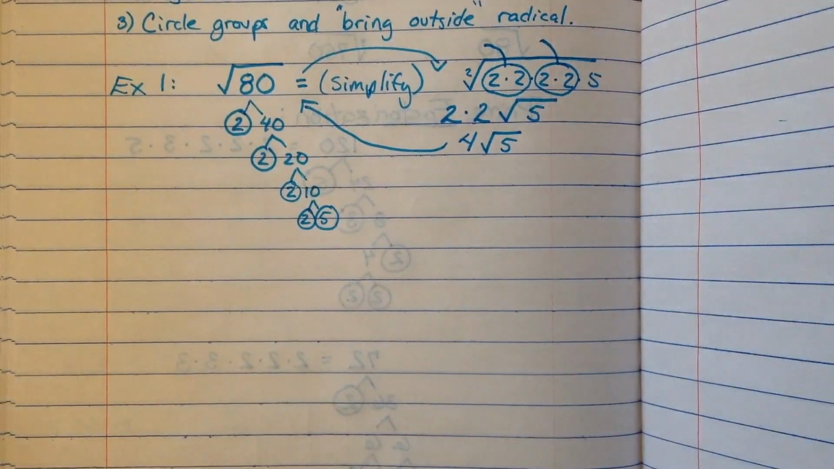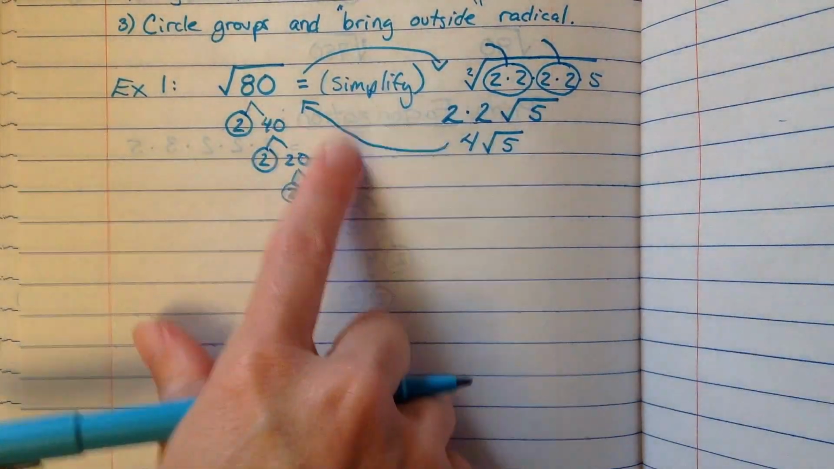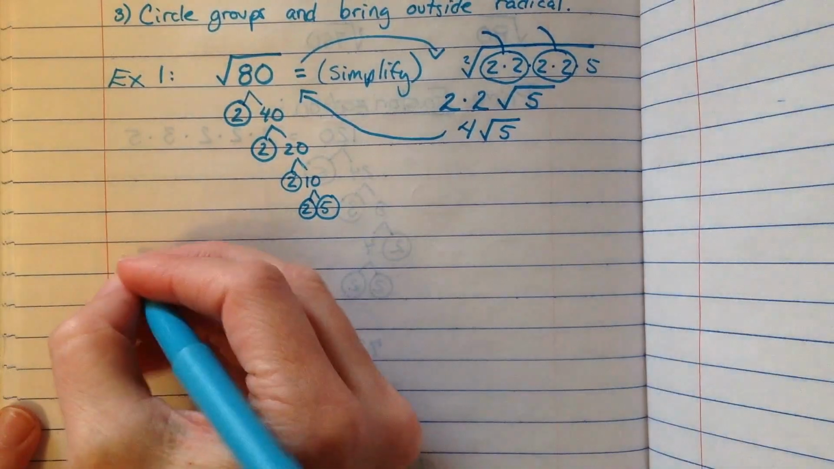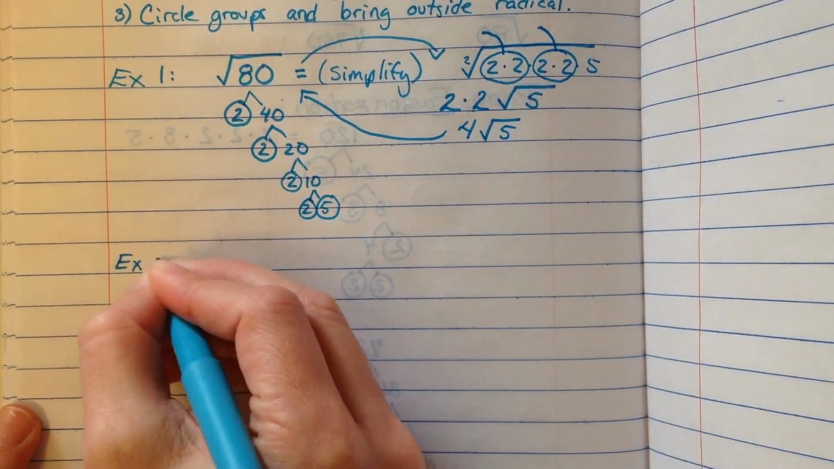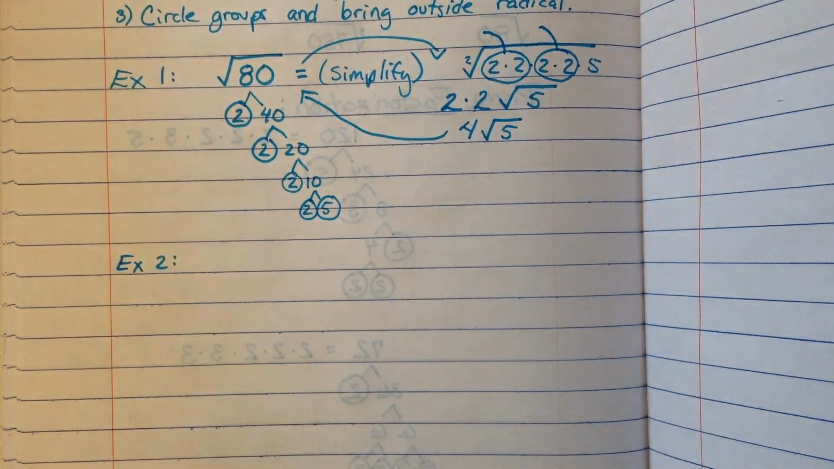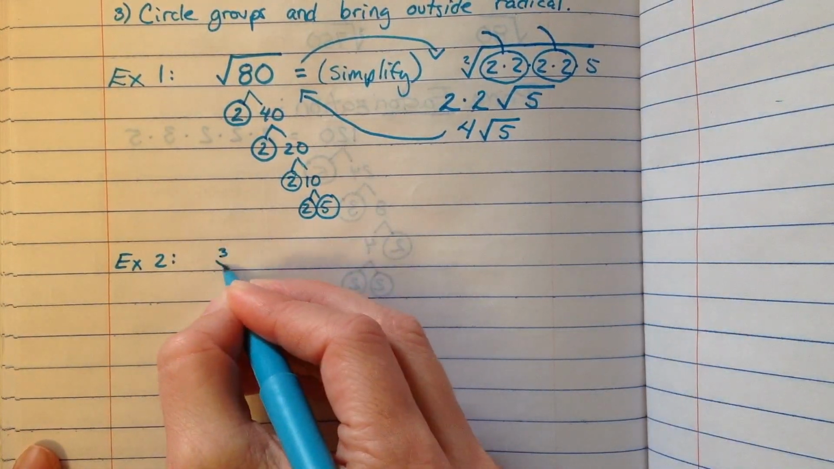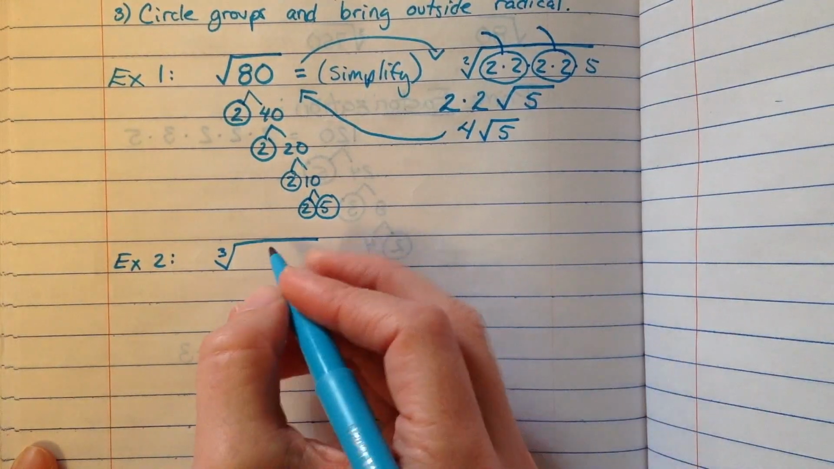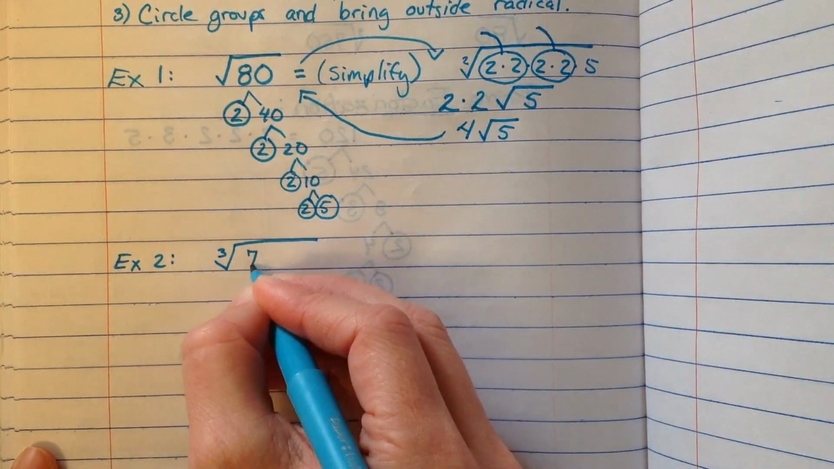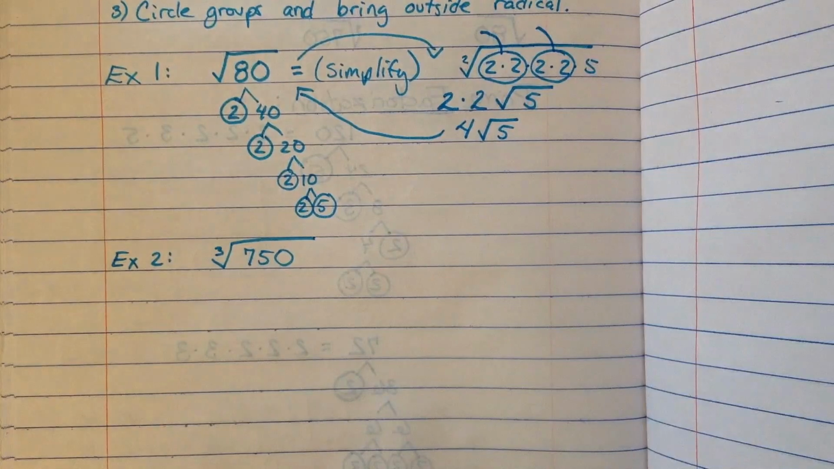All right, let's do another example. So that's the first example. Let's do example number 2. So example number 2, we're going to change the index. So let's look at a cube root. So let's do the cube root of 750, which was, again, the number I showed you on the other side.